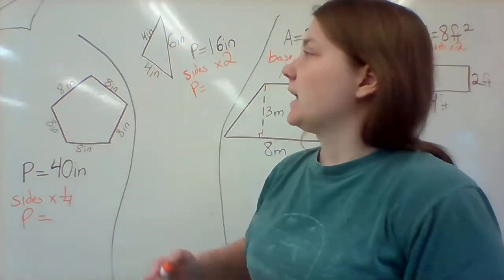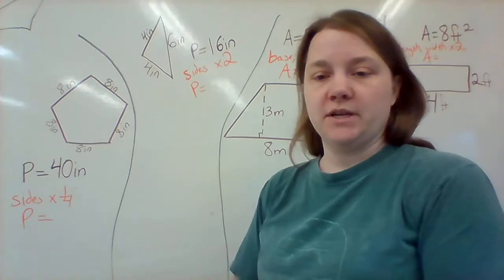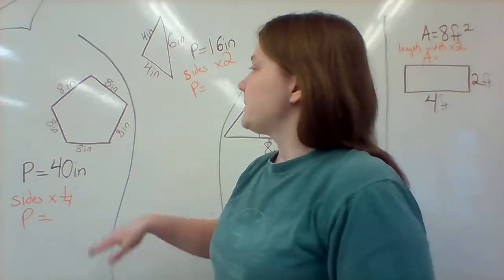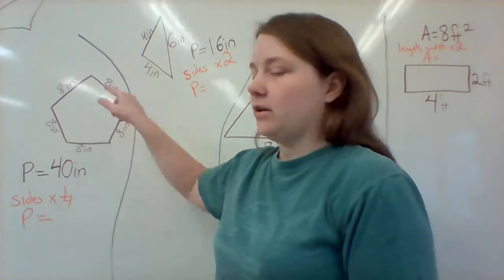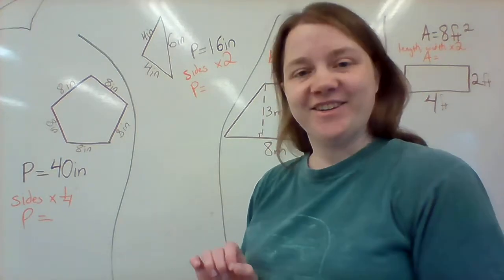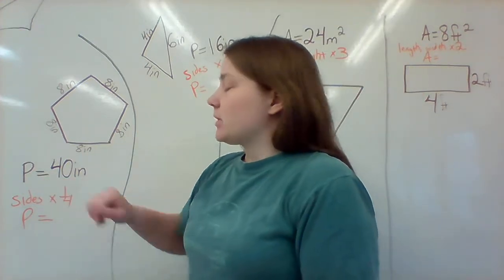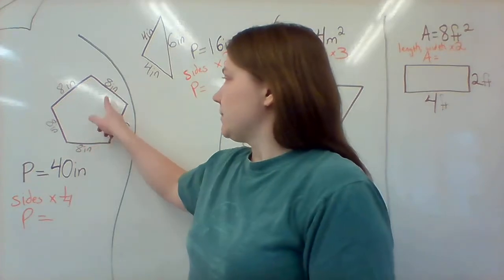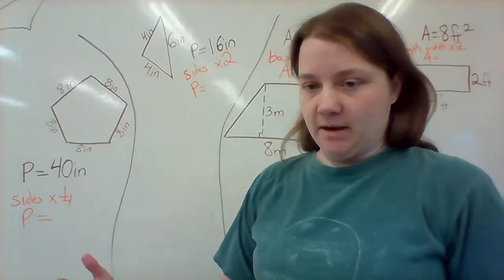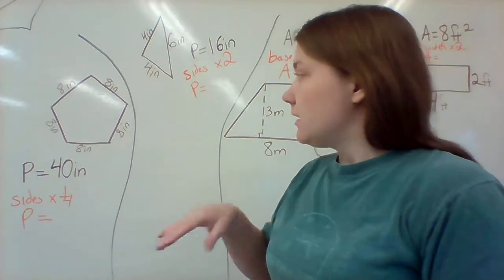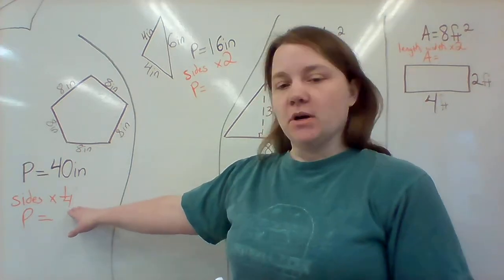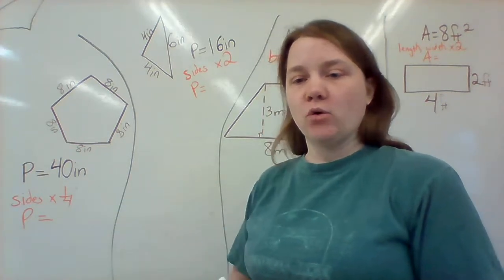Let's go ahead and start with this figure over here, the pentagon. This pentagon has sides that are all 8 inches because it is perfectly drawn. So the perimeter is 40 inches because 8 plus 8 plus 8 plus 8 plus 8, or 8 times 5, is 40. Let's see what happens when we multiply the sides by a quarter.